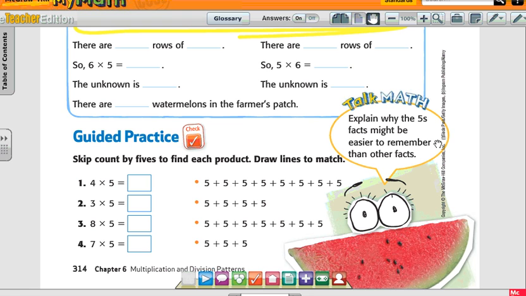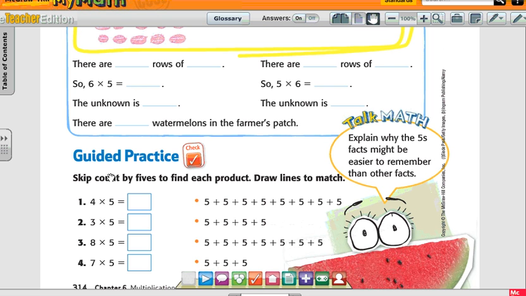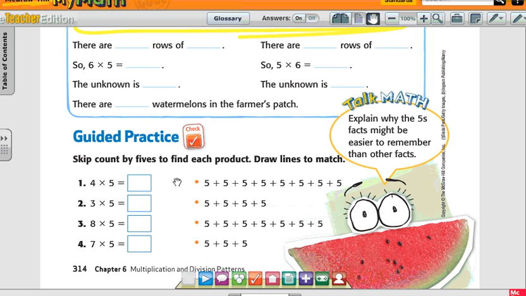Look at the advantage. It says skip count by fives to find each product. Draw the lines to match. Skip counting by fives. The first number tells me how many fives I have. So number one, it's going to go to where? The second one, because I need to have how many fives? 4 of them. 1, 2, 3, 4. And what's 4 times 5? 20.